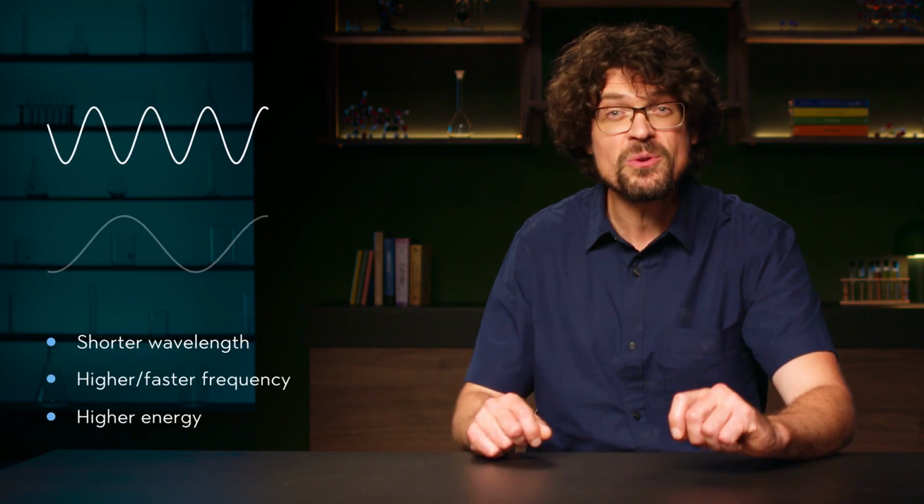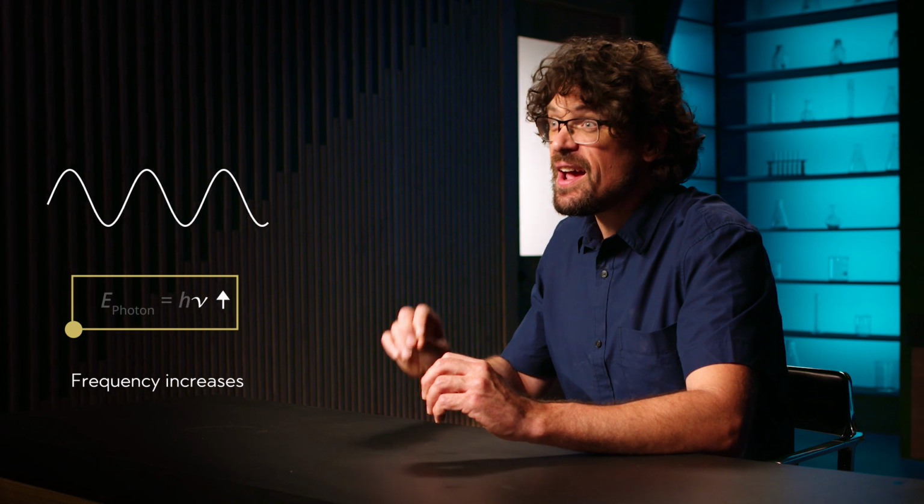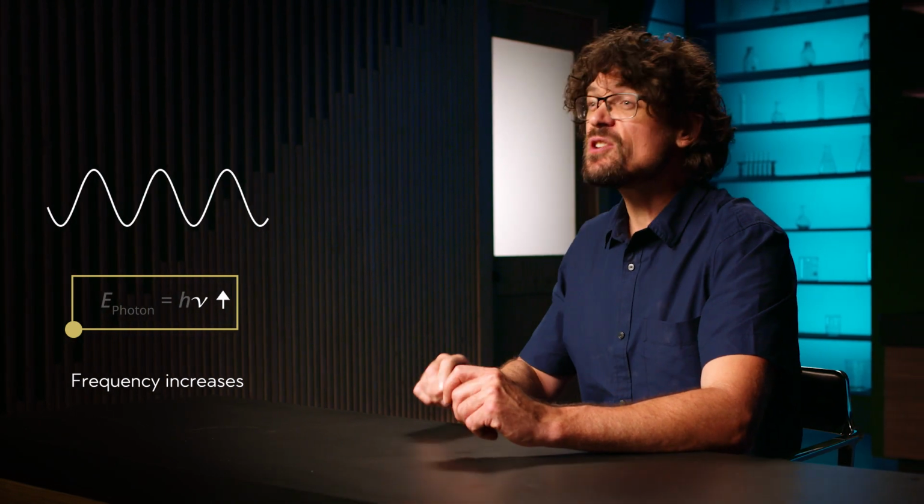Wavelength and frequency are related to one another. The shorter the wavelength, the higher the frequency, and therefore, the higher the energy of the photons. The longer the wavelength, the slower the frequency, and the lower the energy of the photons. One way to think about this is that as the wave gets more wavy, the frequency increases. And as the frequency increases, so does the amount of energy.